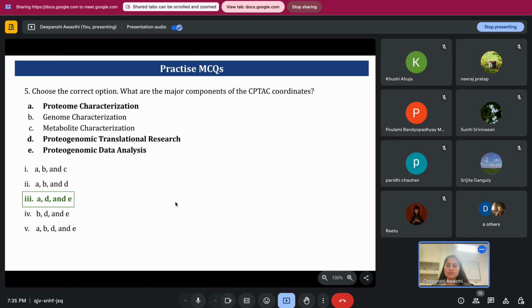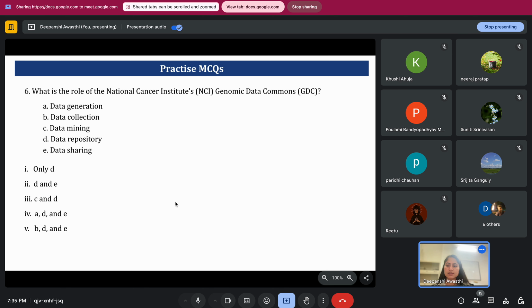Okay, so let's look at the next question. What is the role of NCI, which is National Cancer Institute's Genomic Data Commons, which is GDC? So option A is data generation, option B is data collection, option C is data mining, option D is data repository, option E is data sharing. So these are the options. What do you think is the role of NCI GDC?